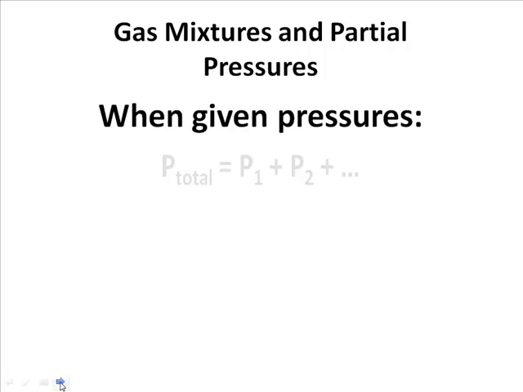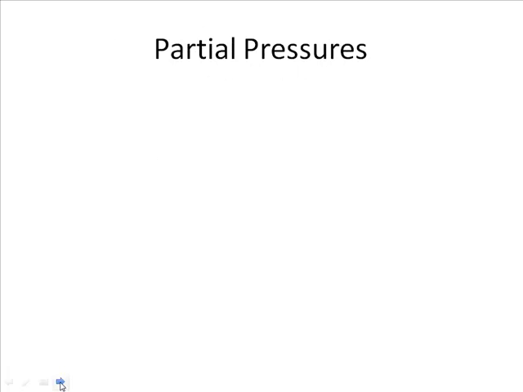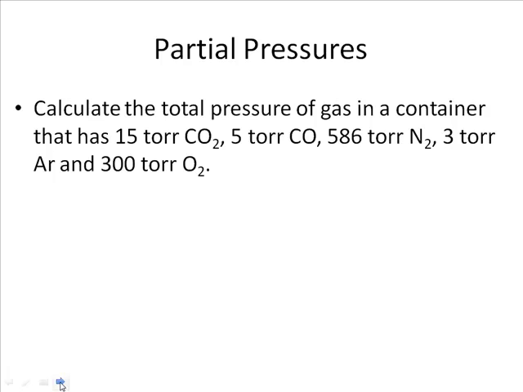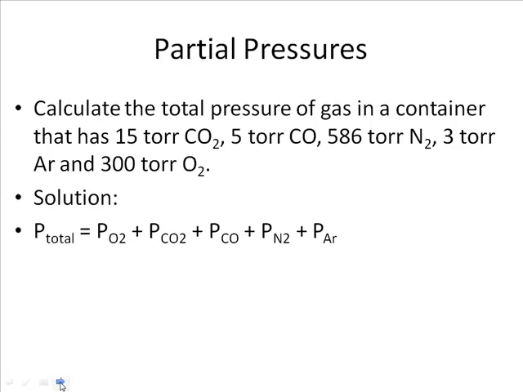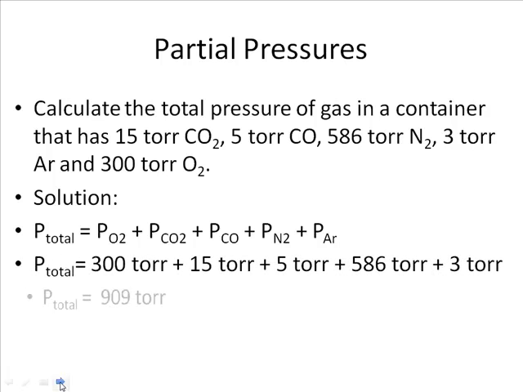When given pressures, the total pressure is equal to the sum of all the partial pressures. Take a look at this example. Calculate the total pressure of gas in a container that has 15 torr of carbon dioxide, 5 torr of carbon monoxide, 586 torr of nitrogen, 3 torr of argon, and 300 torr of oxygen. When we calculate the total pressure, all we do is sum up all the partial pressures in the mixture. And when we do that, we get 909 torr.